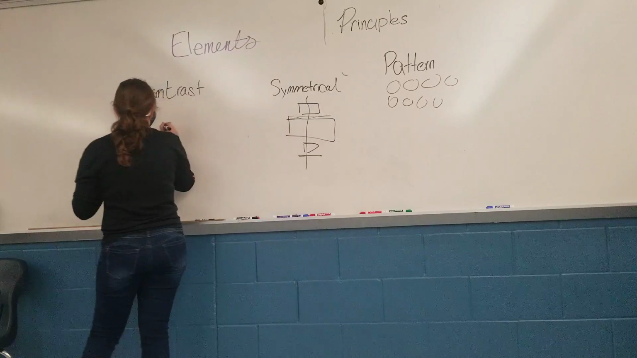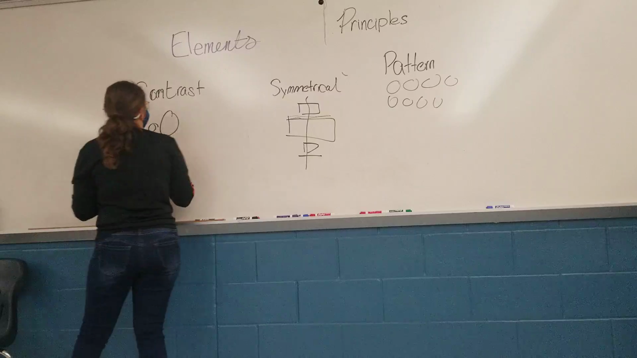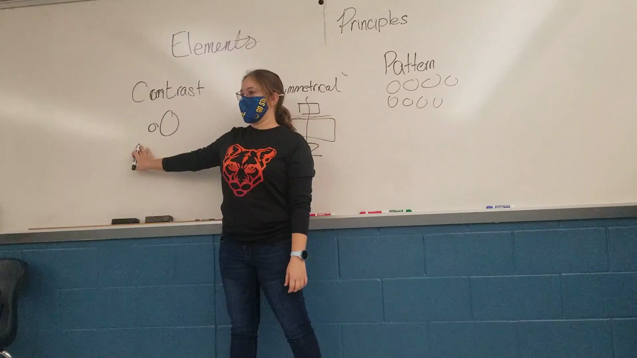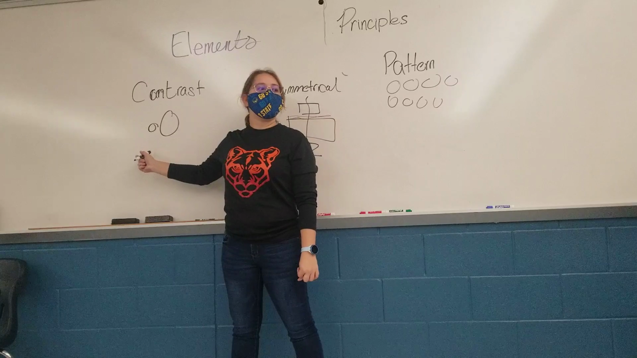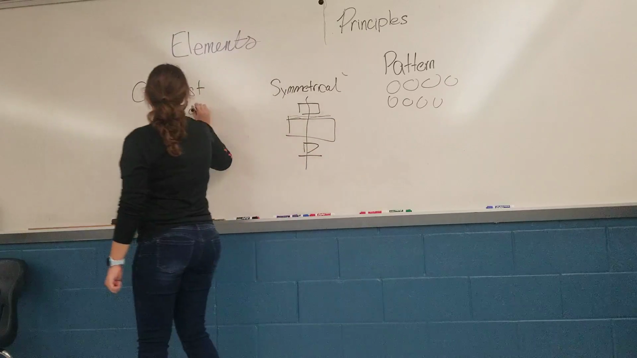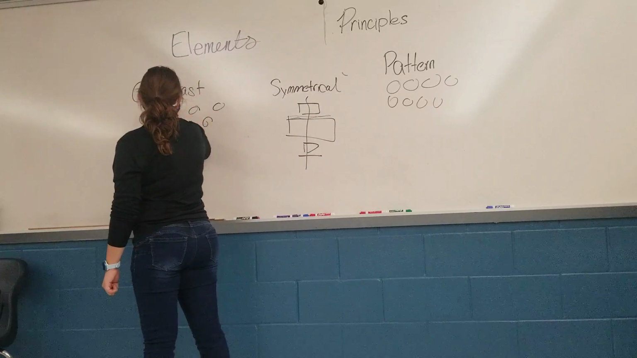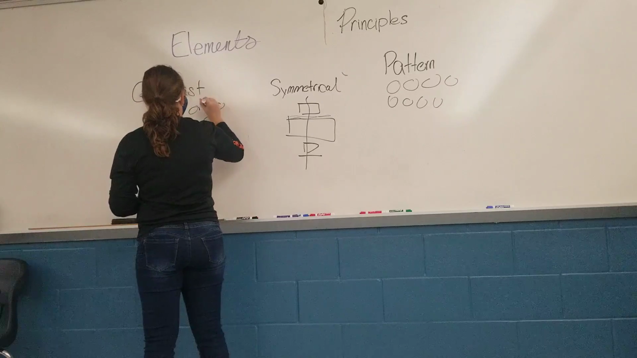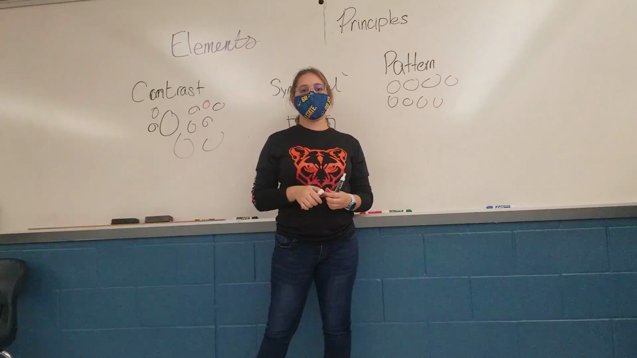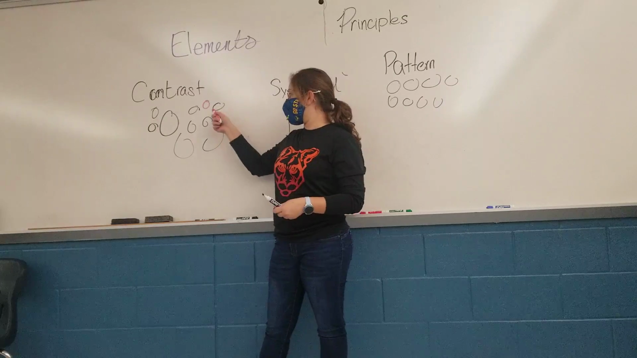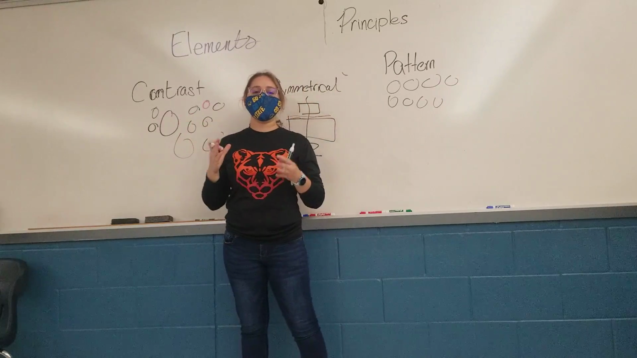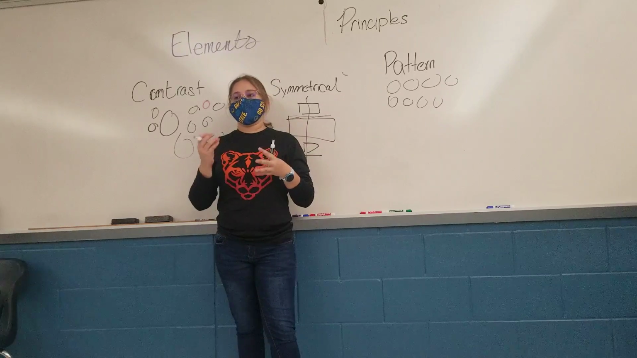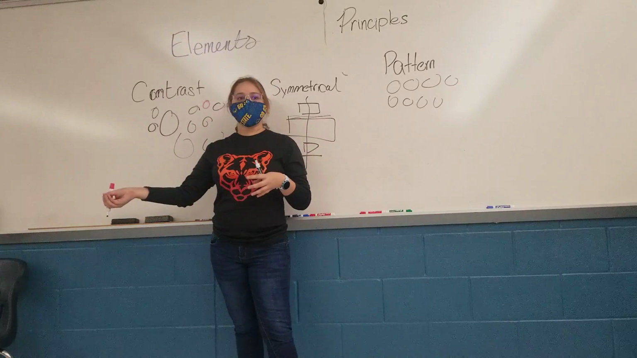Contrast, again, can be size, so it can be little, big. Between these two circles, where does your eye go first? It goes to the big circle, okay? If I do all these circles all around, they're all different sizes, and I do one pink circle, where's your eye going to go first? The pink circle, okay? It's different. For whatever reason, the human eye naturally is attracted to things that are different, okay?